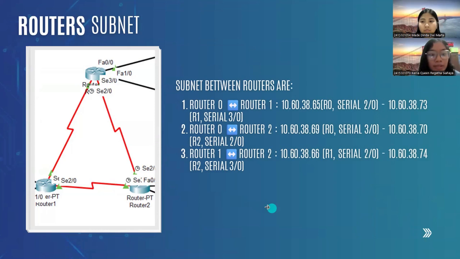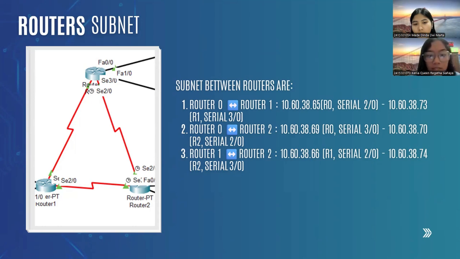Alright, moving on to the subnets of the routers, we have /30 subnets because we have three routers. Starting with number 1, from router 0 to router 1 and vice versa, we start from 10.60.38.65 on router 0 using serial 2/0, and onto router 1 using the 10.60.38.73 address on serial 3/0.